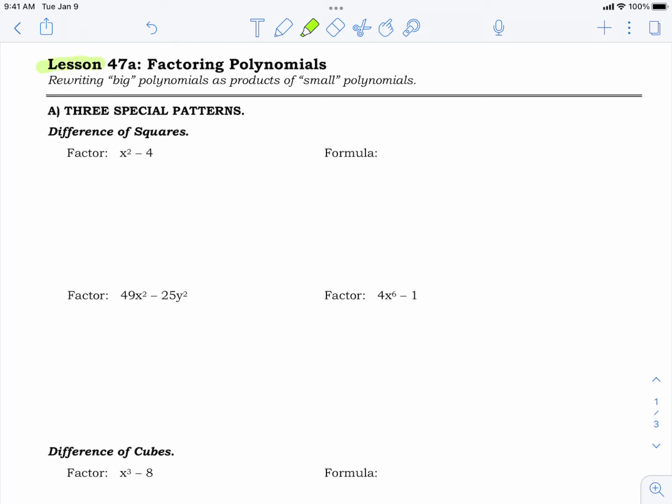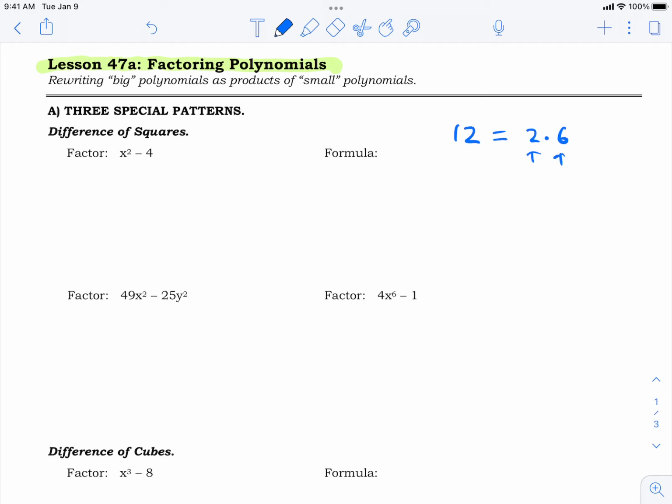Lesson 47A, we're going to start factoring some polynomials. Okay, what is factoring anyway? Factoring is when you break something up into multipliers, like a 12. If you broke up a 12 and you said, hey, that's 2 times 6, well, guess what? You just factored the 12.